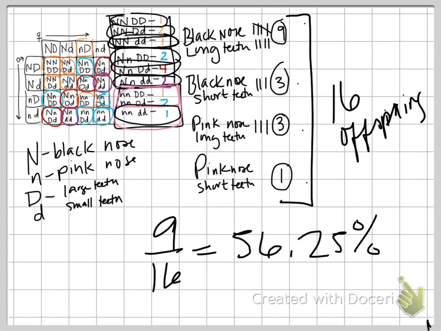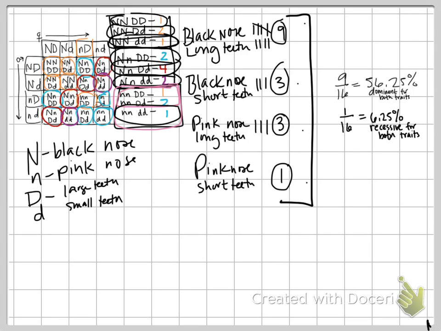What percentage of their offspring would you expect to be recessive for both characteristics? Go ahead, you can use a calculator. Okay, so that's how you do a dihybrid Punnett square.